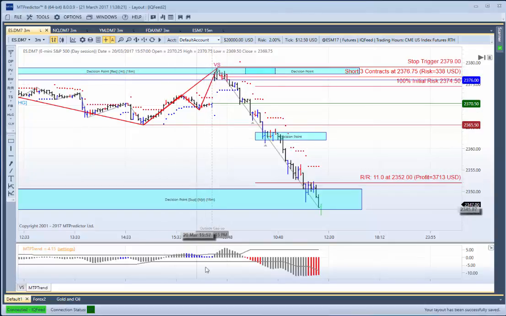The VS setup and the MTP trend are two of our new tools in our MTPredictor version 8, which is what we're looking at here, which was just released last week.